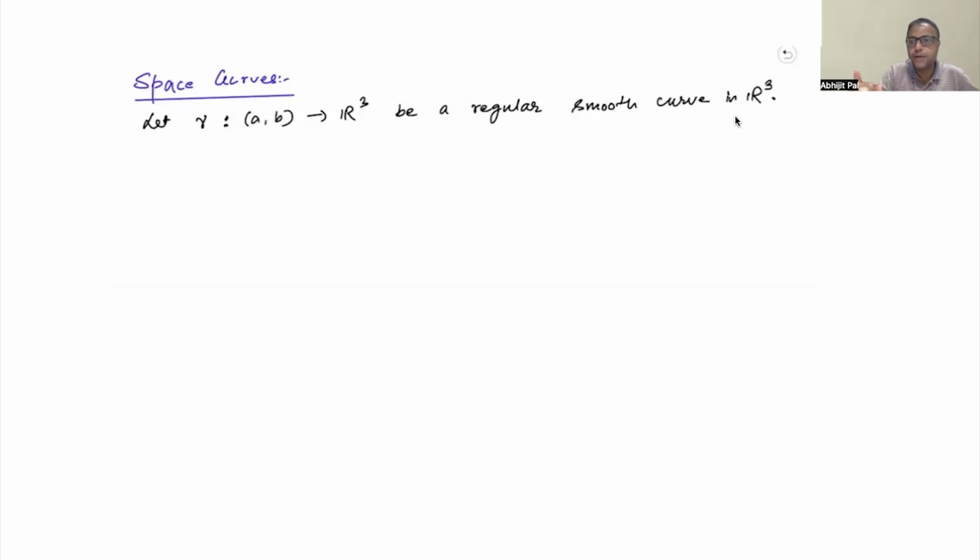Already we have defined the curvature of a curve. If you have any curve which lies in Rn, we have defined curvature for that. How to define the curvature? We took the arc length reparameterization of that curve, and that arc length parameter is a unit speed parameter. So here also we'll do the same thing.